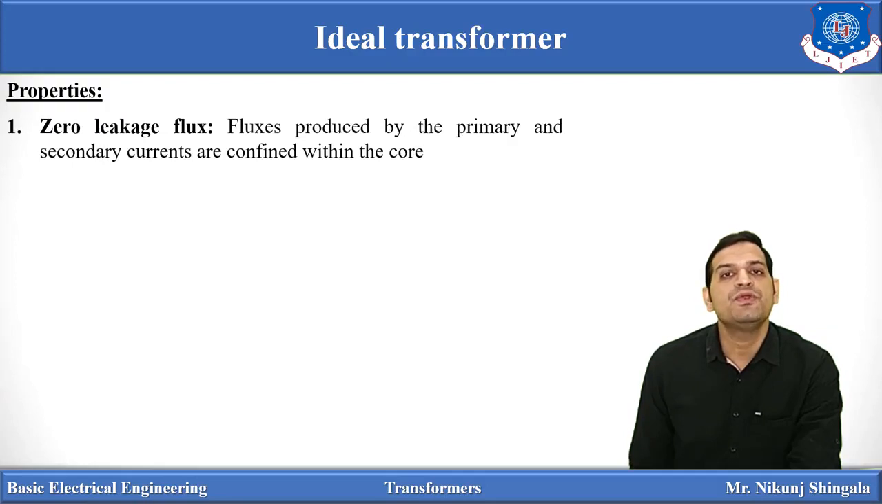So an ideal transformer should have zero leakage flux. That means flux produced by the primary and secondary currents is confined within the core. No flux passes through the air. All the flux is passing through the core.